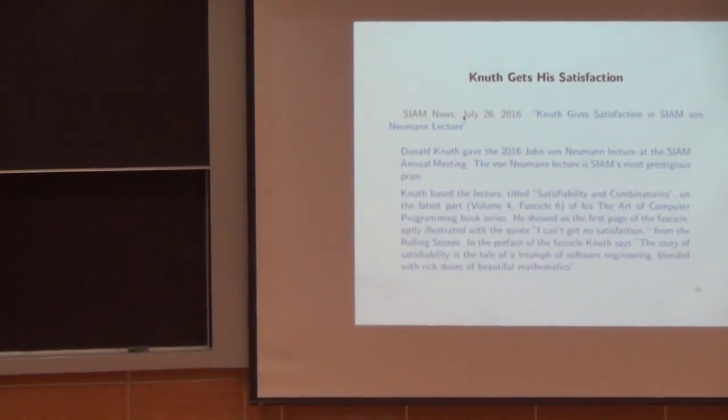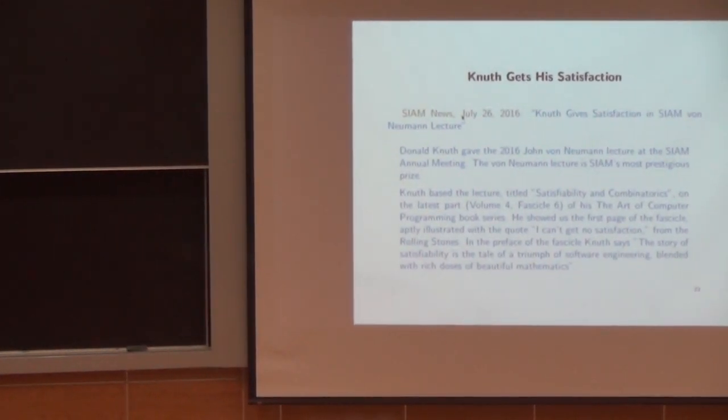Turns out that Don Knuth is the closest we have to a patron saint, a live patron saint of computing, and he's been working since the 60s on The Art of Computer Programming. He was going to publish volume 4, but volume 4 kept growing, so it's coming out in sub-volumes, which he called fascicles, and Fascicle 6, which you can buy today, is all about Boolean satisfiability. Knuth called the story of satisfiability the tale of a triumph of software engineering. I would have called it algorithmic engineering, blended with rich doses of beautiful mathematics.